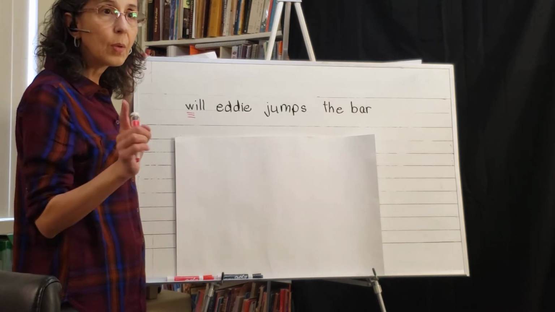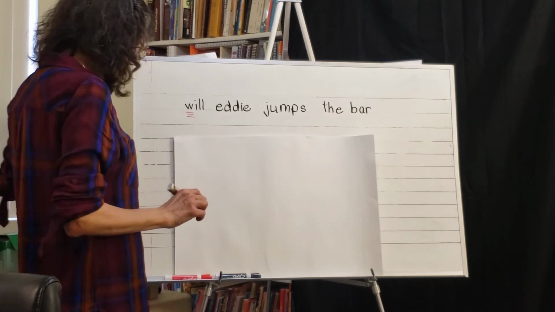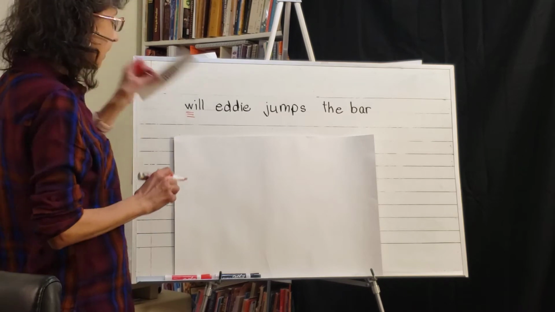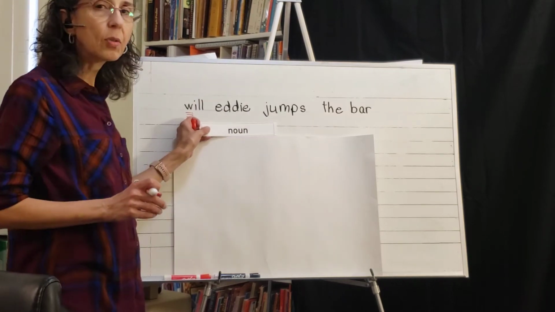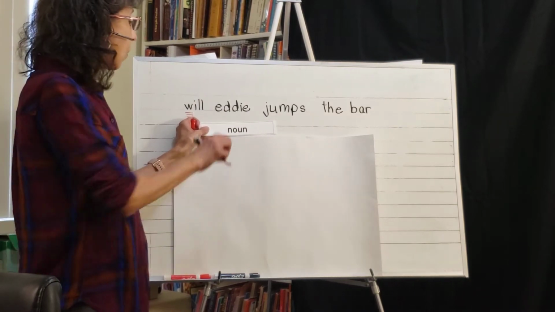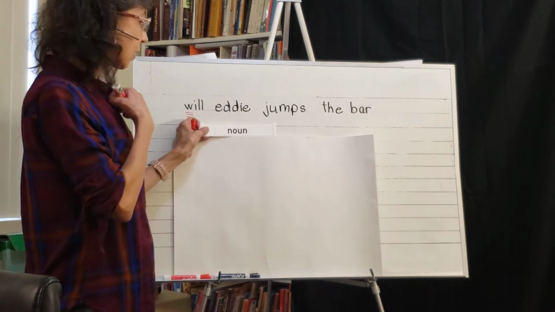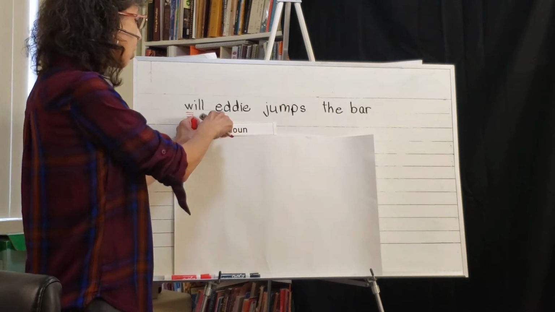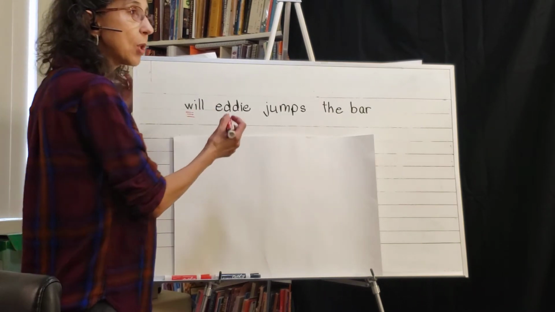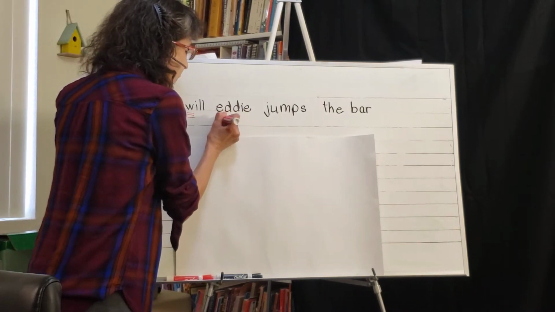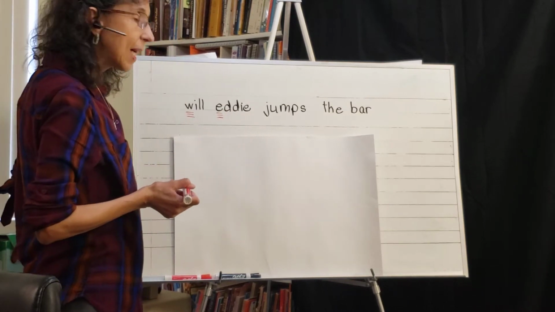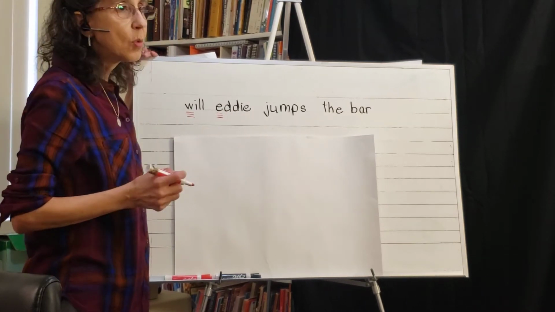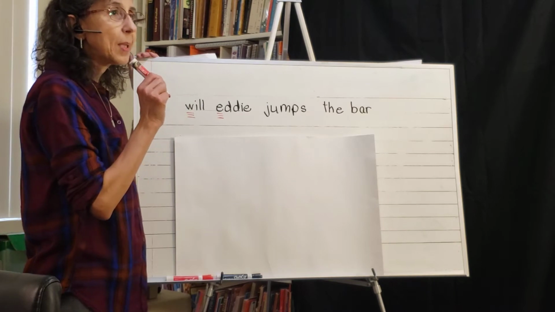Eddie. What do we know about Eddie? Eddie is a noun, but it's a special kind of noun. Do you remember that when we went over it, we said it was a proper noun? It's all dressed up. It's not a common noun. So in order to make it a proper noun, what should we do? Yes, we capitalize the word Eddie because it's the individual name of a particular person.